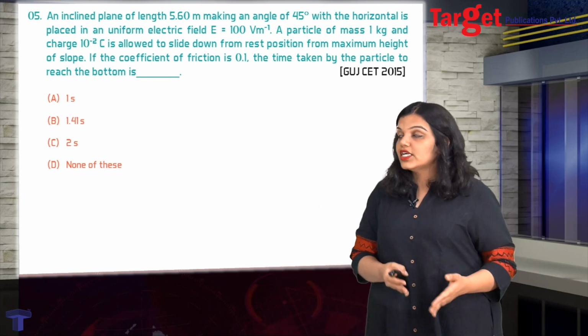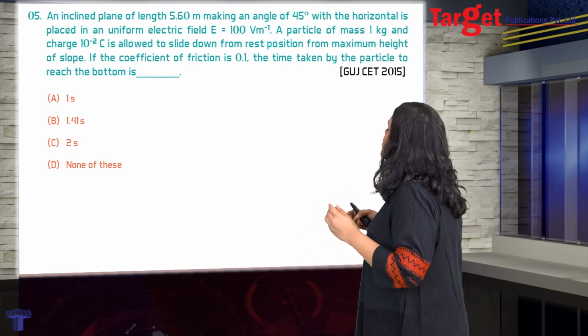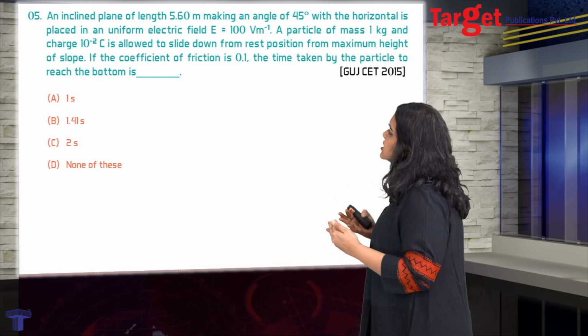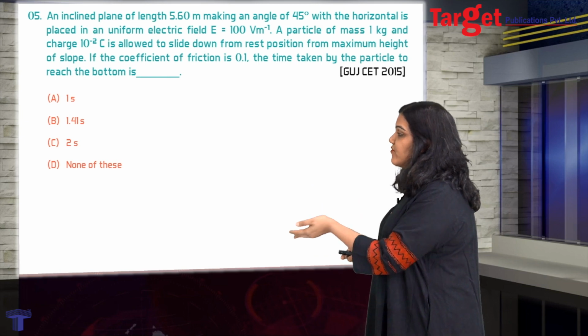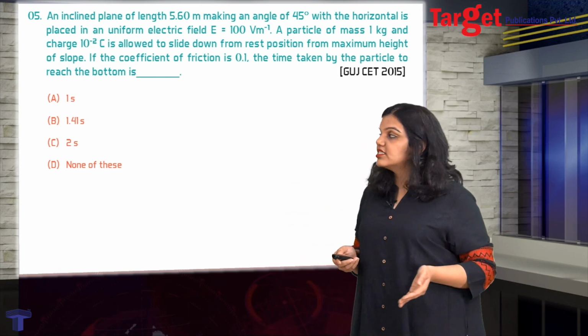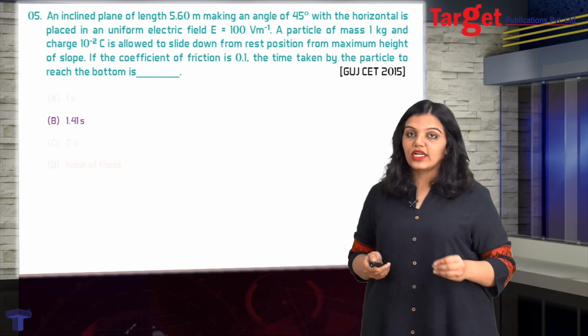Now, if the coefficient of friction is given to us as 0.1, we have to find the time taken by the particle to reach the bottom. The options given to us are 1 second, 1.41 second, 2 second and none of these. And the answer is 1.41 second.